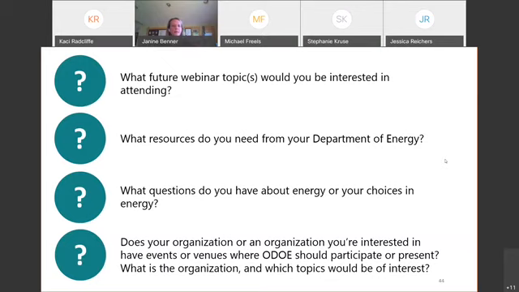Next, what resources do you need from your Department of Energy? So we are here to serve Oregonians. You saw our mission involves energy education, but also helping with the transition to a clean energy future. What resources do you need either as an individual, for your organization, for your community, that the Department of Energy can help with?